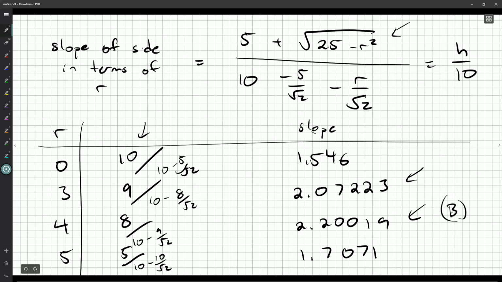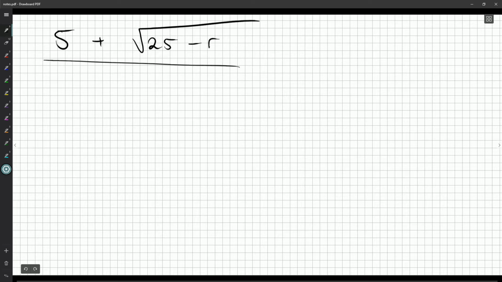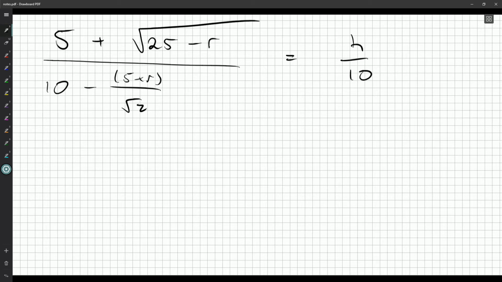22, and then these two zeros here. That's nice, but their answer at 22.1 makes me think I can do a little bit better. So let's investigate this a bit more. 10 minus, what was it? We'll say 5 plus r over root 2, and that's going to be h over 10. Let's multiply both sides by 10, I guess.